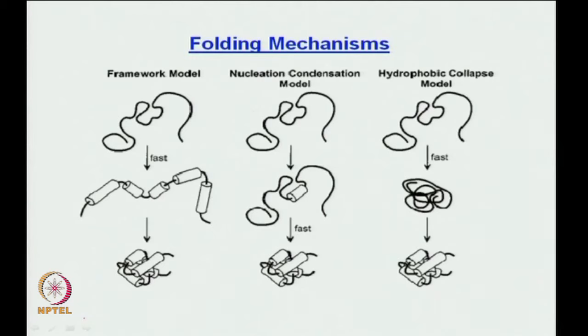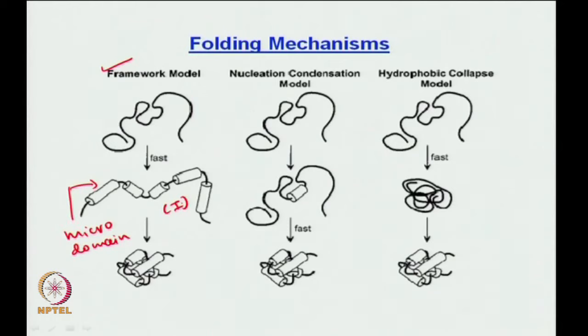One is the framework model. So, this is the framework model, right. You can see you start from an unfolded protein, then you have these micro domains. These micro domains are essentially relatively well formed, like helices, and then they pack together to give you the native state, right. So, the middle one is possibly an intermediate for you.